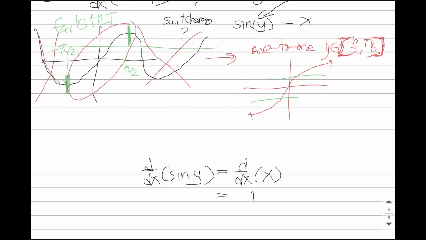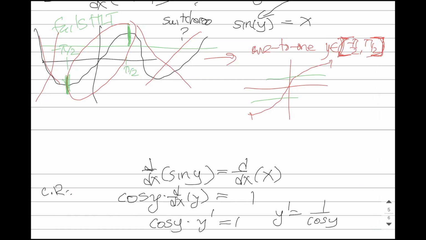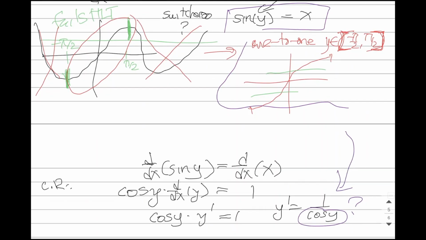We'll get a 1 on this side, and we'll use the chain rule to say the derivative of the sine of something is the cosine of that something times the derivative of that something. So we'll get cos y times y prime is 1, or y prime is 1 over the cosine of y. We need to figure out how to get this in terms of the original letter.